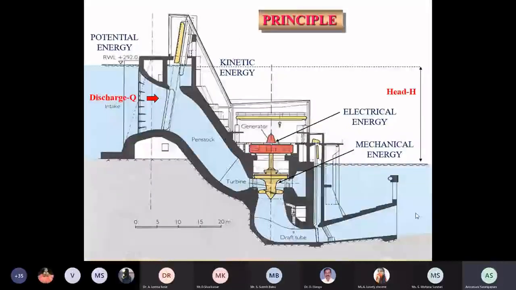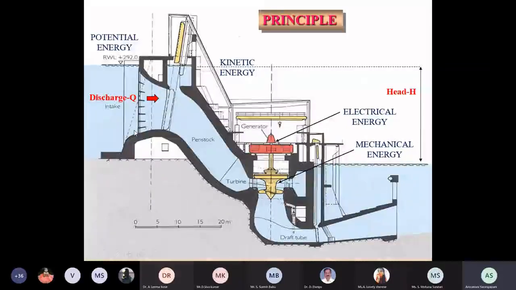But in the case of pump storage, there will be an upper reservoir and a lower reservoir. From here the water will be drawn, the turbine will be rotated, and the water will be thrown back to a downstream reservoir. And this will be done in peak time. At peak time the power will be generated, and there will also be non-peak time. At that time we will pump the water back from here by using the same turbine in pump mode, and we put it back to the reservoir.